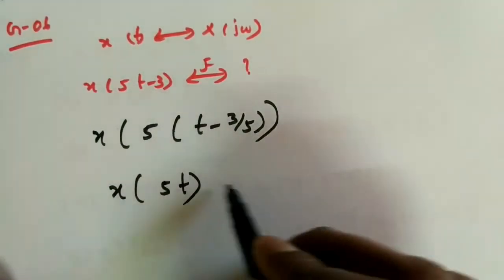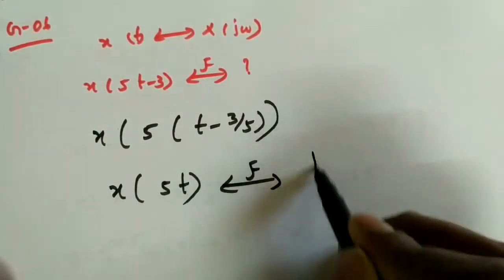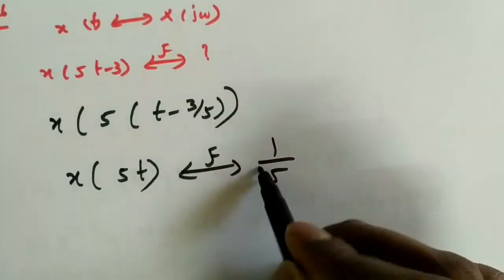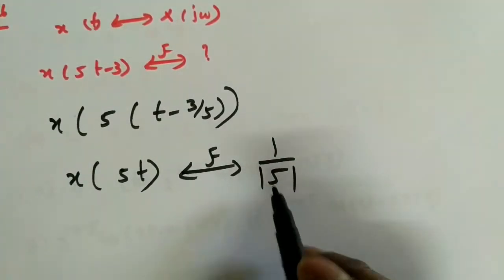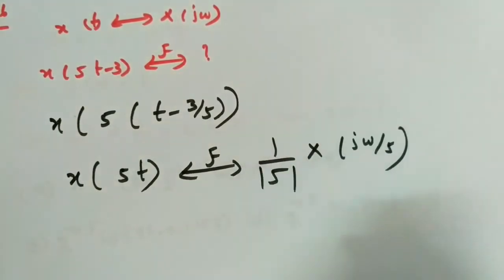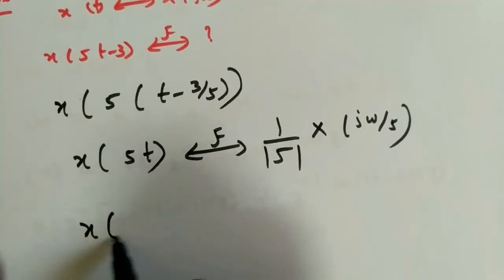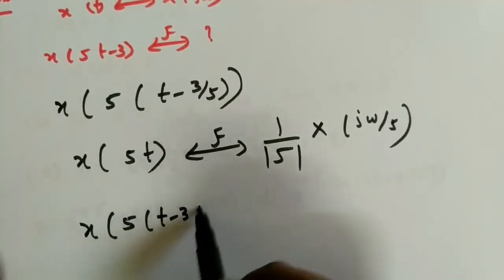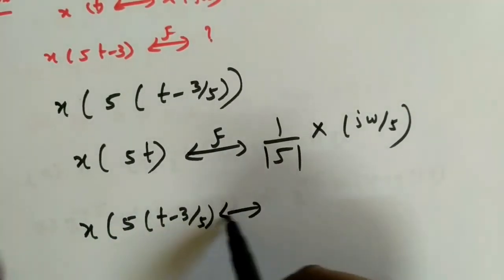Now what is the scaling? x of at means what? What is the Fourier transform? 1 by mod a, or just we can make it 5 also, 1 by 5 x of j omega by 5. Next what do we need to do? x of 5 into t minus 3 by 5. So what is the Fourier transform?